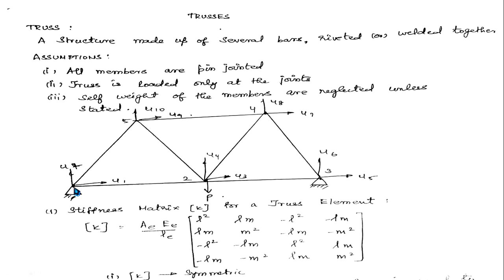We take this as node 1. At node 1 we have u1, u2, which are displacement in x and displacement in y. When you go to another node, node 2, you have displacement in x and displacement in y. For example, if we have 5 nodes, obviously we have 10 displacement values.